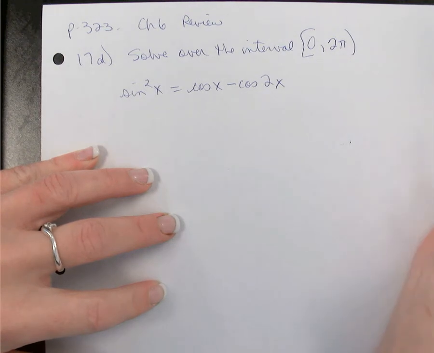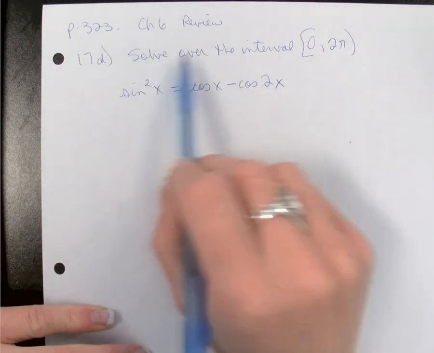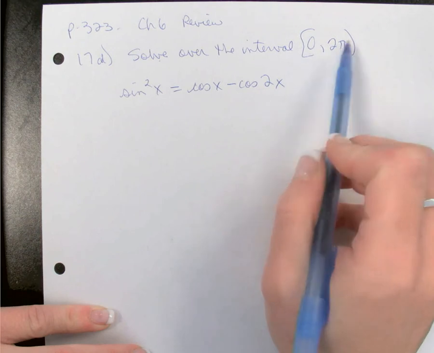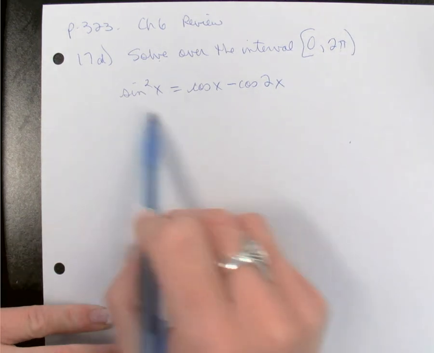Page 323, Chapter 6 Review, question number 17D. Solve over the interval 0 to 2 pi. Notice that 0 is included, 2 pi is not, so it's up to 2 pi. So here's our equation that we're going to solve for x.